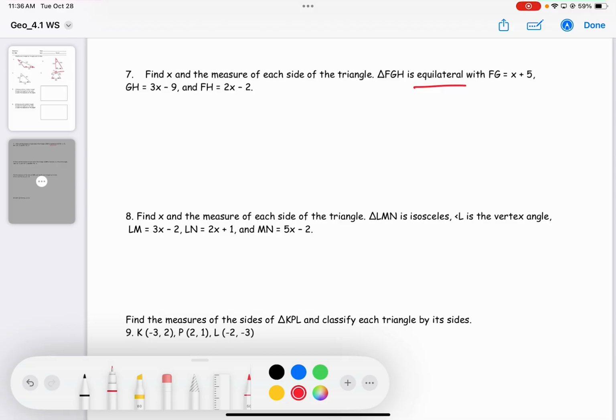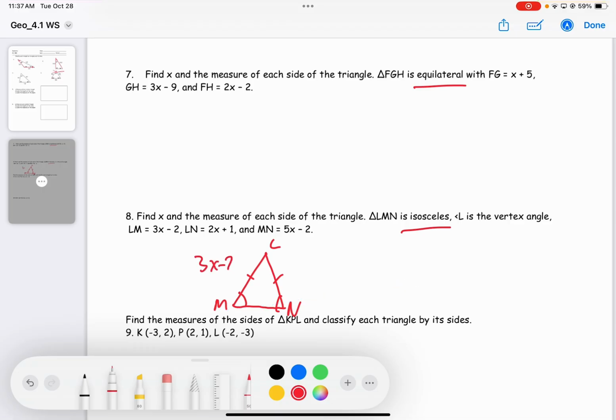So with 8, it says that the triangle is isosceles. What's that mean? It means that 2 of the sides are the same. So we have to be careful because they give you 3 side lengths, right? But they don't say which 2 of the side lengths are the same. So it might help if you draw a picture and say, okay, here's my triangle. It says that L is the vertex angle. That is the angle that is not congruent to the other one. So we can say that L is up here, M is here, N is here. And then it goes on to say LM, so these would be the sides that are congruent.